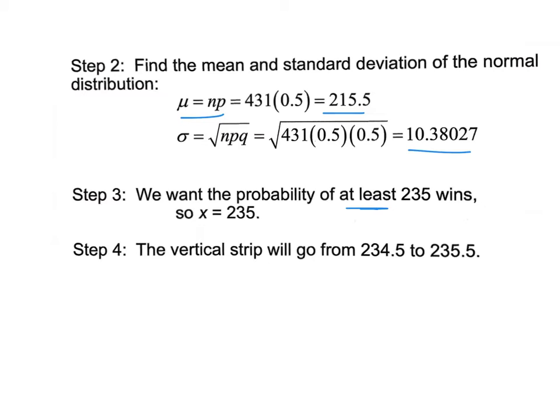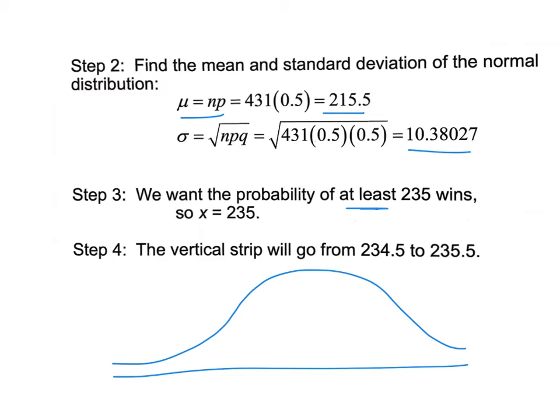So remember the vertical strip. When I draw my picture in just a second, you're going to see this. Let's say 235 is about right here. Well, first of all, the mean was 215, so the mean is 215.5. 235 is here, but remember, that's 235. We have to go 0.5 less than that, that's 234.5, and 0.5 more than that, 235.5. And I want at least that, so I'm actually going to be shading everything past there.